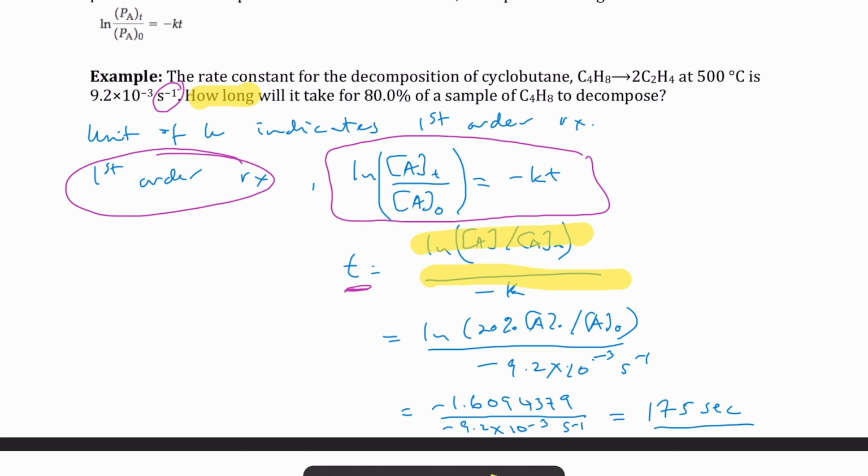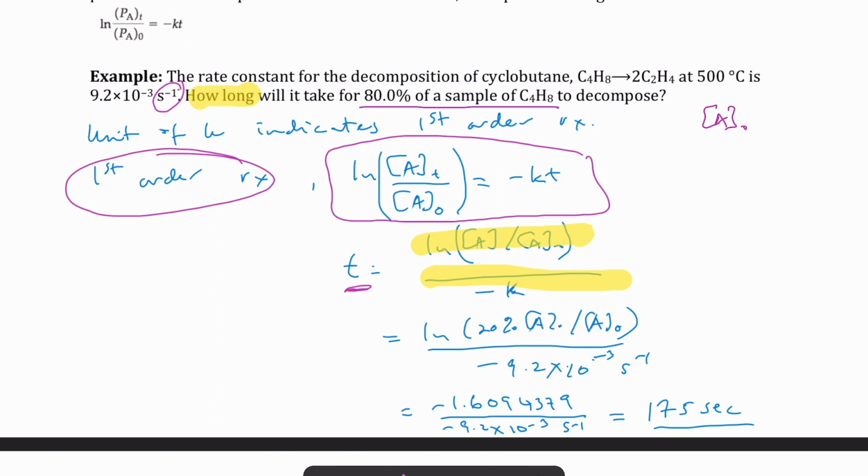Now the question becomes, what numbers do I put in for A and A naught? The question doesn't really give you the value of A or A naught. All it says is how long will it take for 80% of the cyclobutane to decompose. Well, we know that at the beginning there is A naught concentration of reactant.